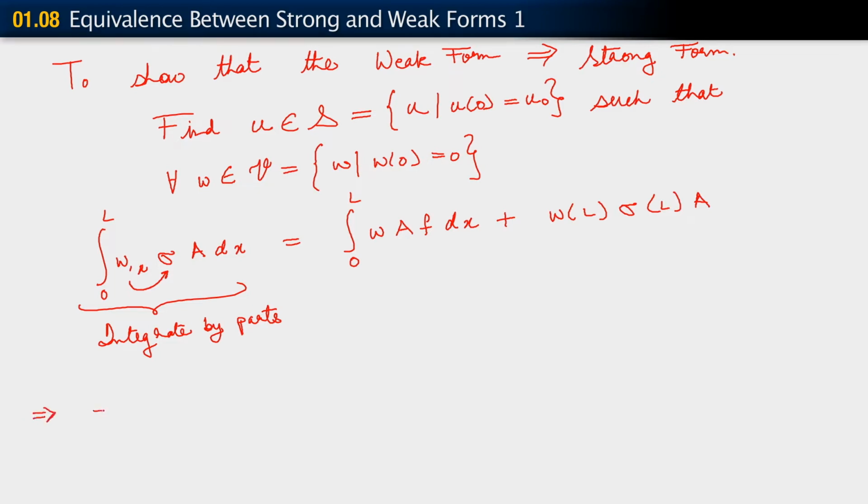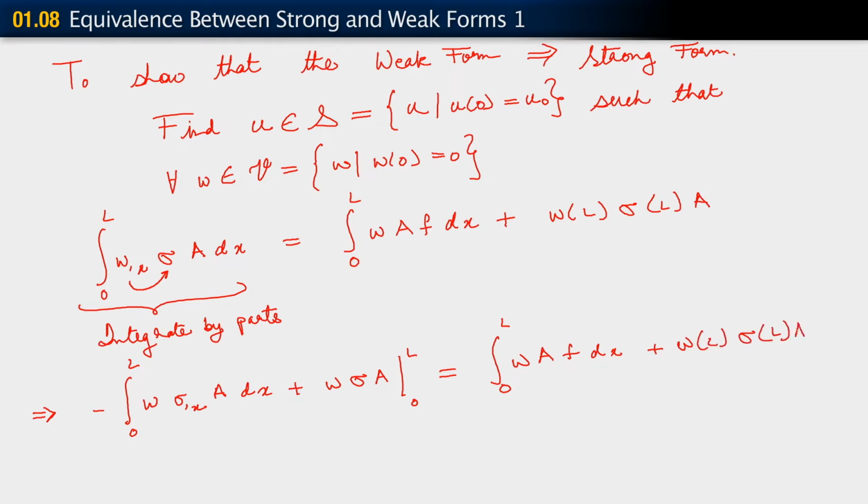We get minus integral 0 to L W sigma comma X, which you remember is just d sigma dx, A dx, plus W sigma A evaluated at the limits 0 and L, equals, everything on the right hand side remains the same, because there are no derivatives on the right hand side that we want to transfer onto other functions.